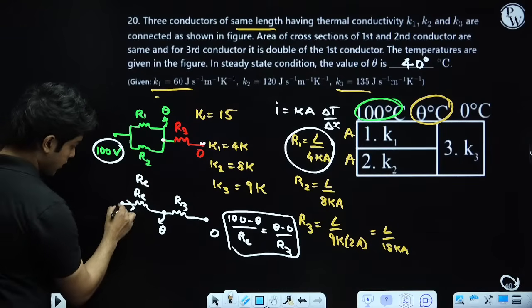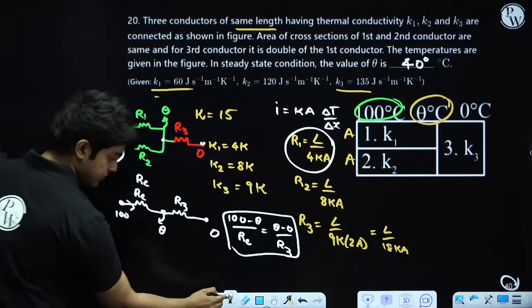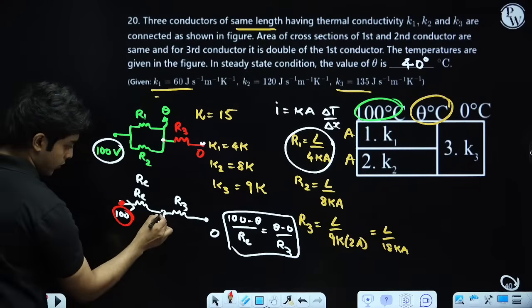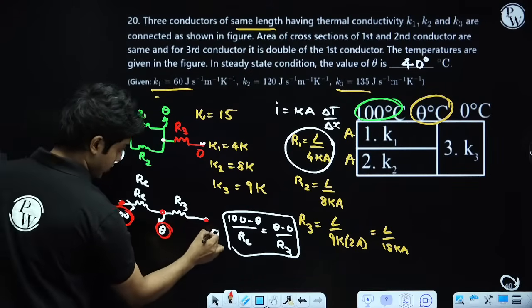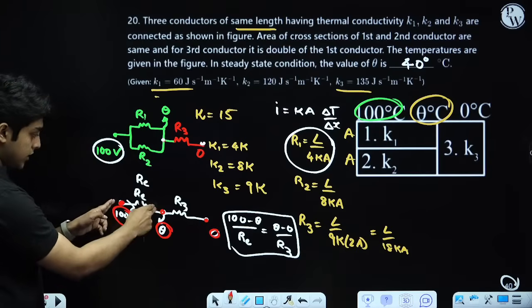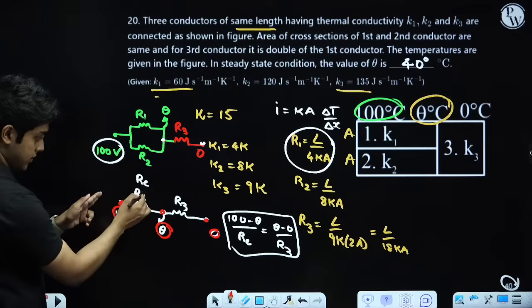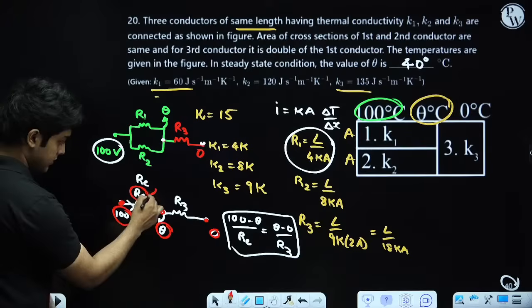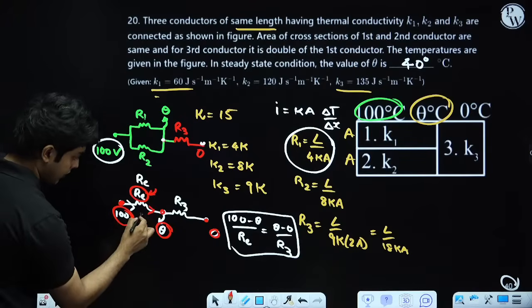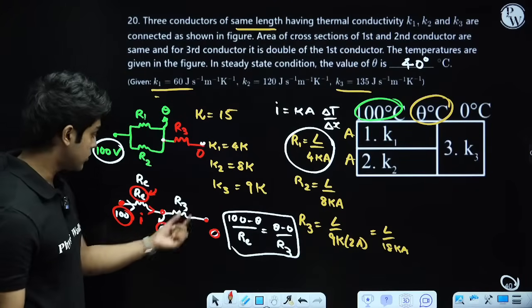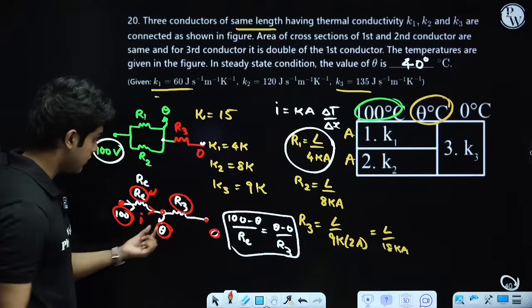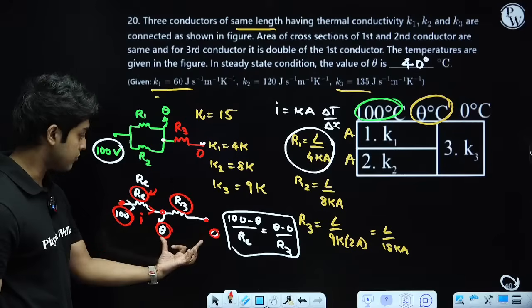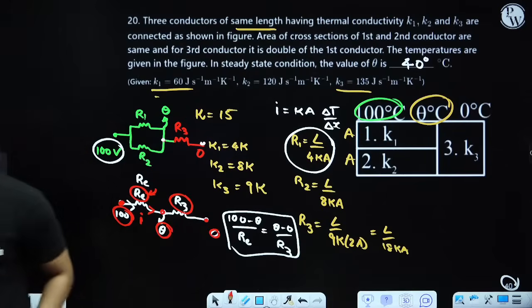Once we know the potentials, like this node has a potential of 100, this node has a potential of theta, this node has 0. So what is the potential difference in this resistor? It will be 100 minus theta divided by the resistance. It will give us the current, right? This same current passes through this R3 as well, and the current through R3 we can find as theta minus 0 potential difference divided by R3.